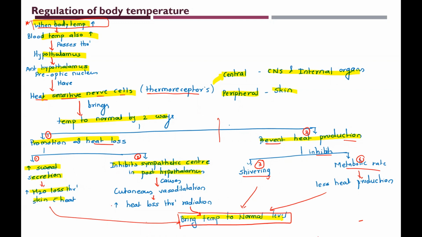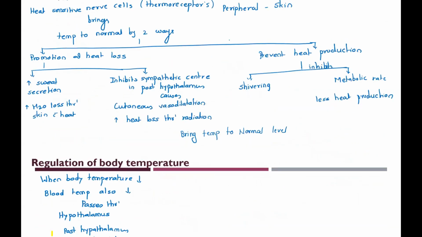Second, when the sympathetic center in the posterior hypothalamus gets inhibited, it causes cutaneous vasodilatation, and hence there will be increased heat loss through radiation. Second, how will it prevent heat production in our body? By inhibiting shivering and by inhibiting metabolic rate. So less heat will be produced and the temperature will be taken back to normalcy. So this is what happens when the body temperature increases.